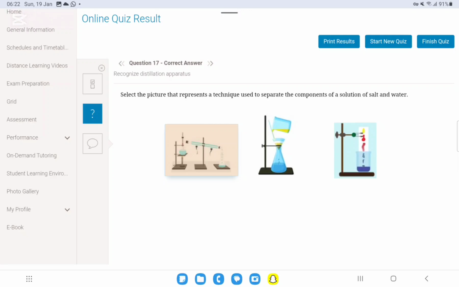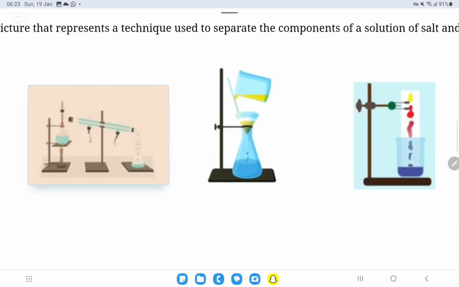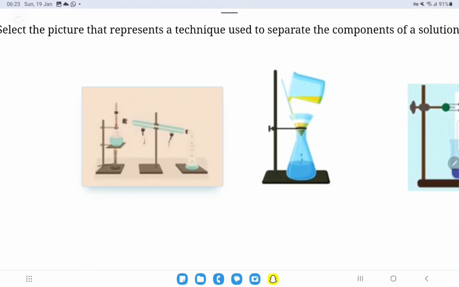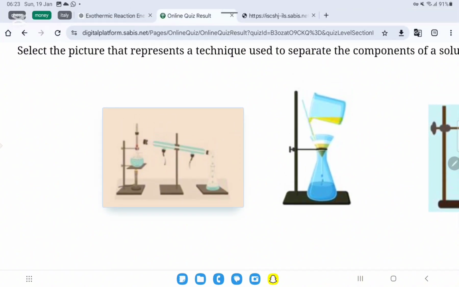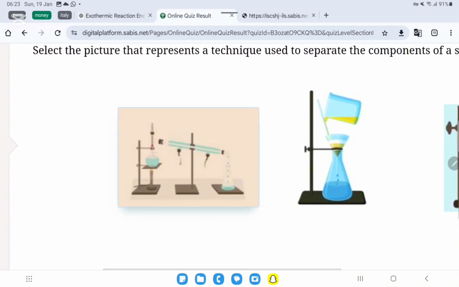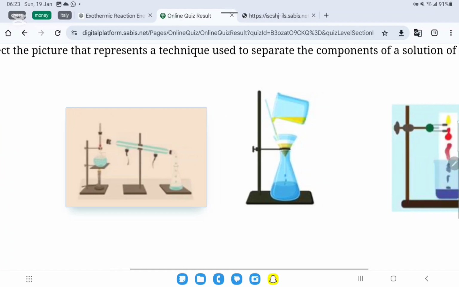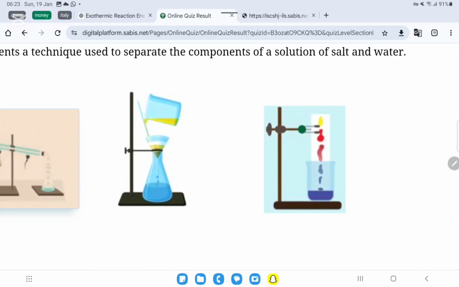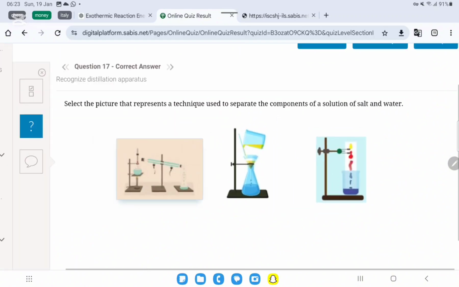Select the picture that represents a technique used to separate the components of a solution of salt and water. The first picture we have here is simple distillation. You don't see a fractionating column, and yes, you use that to separate salt and water because they have very different boiling points. Filtration. Salt dissolves in water, so if you filter it, it will just all fall down. And paper chromatography, you don't use it for salt and water, you use it for complicated substances like ink, for example, that's made of many components.